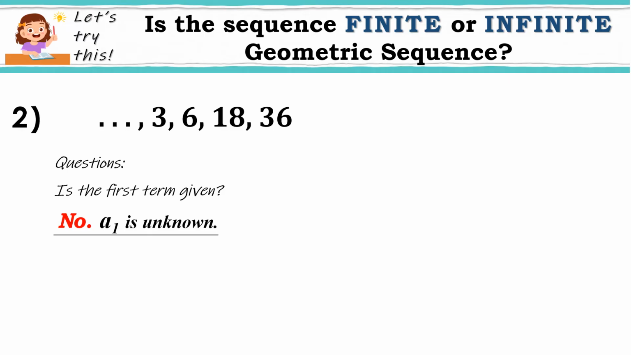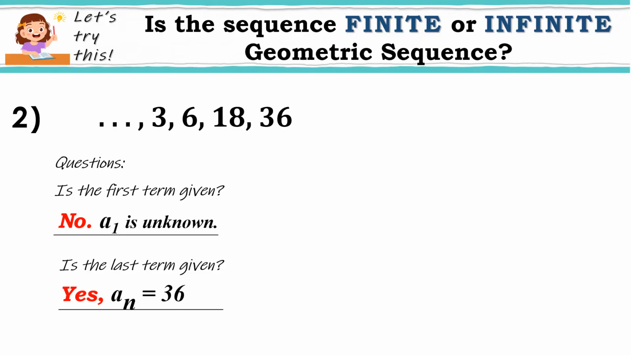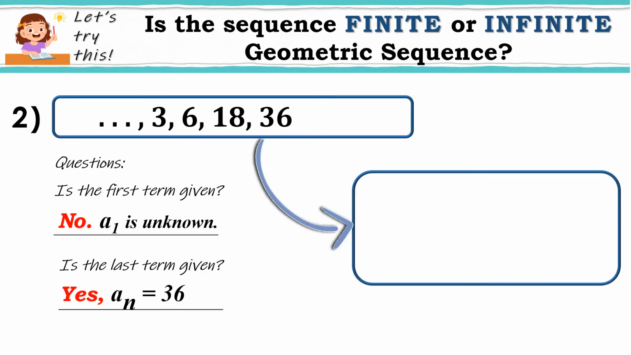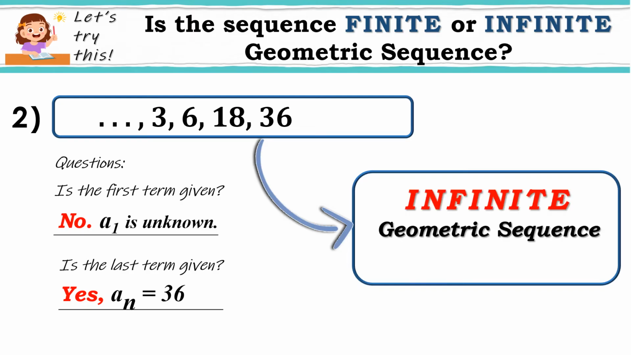Pwedeng siyang meron pang sinundan na 2 terms or 3 terms or 4 terms bago yung 3. So, kaya dito, yung ating A sub 1 is unknown. What about the last term? Is the last term identified or given? Yes, our last term is 36. Pero dahil hindi natin alam ang A sub 1 natin. So, that means the given sequence is infinite geometric sequence with the common ratio that is equal to, okay, positive 2.